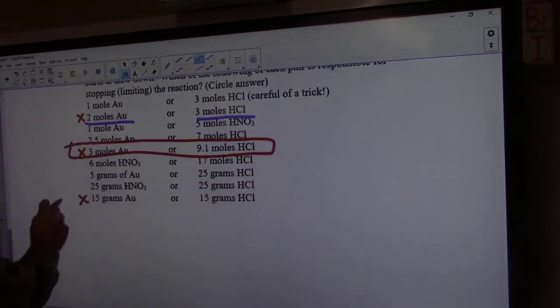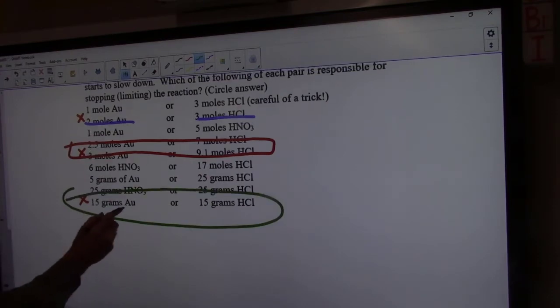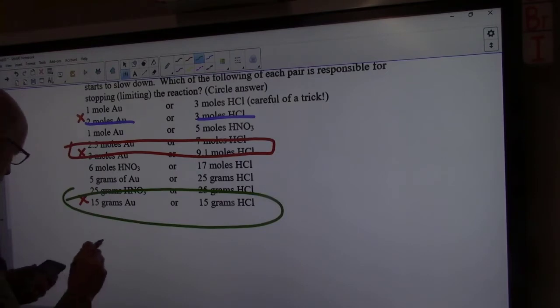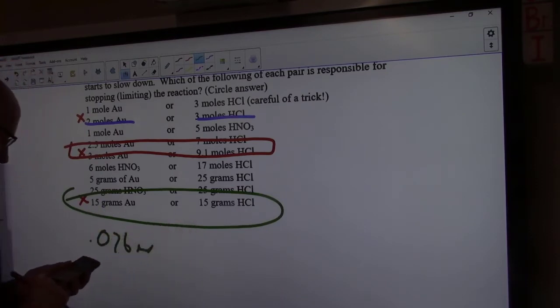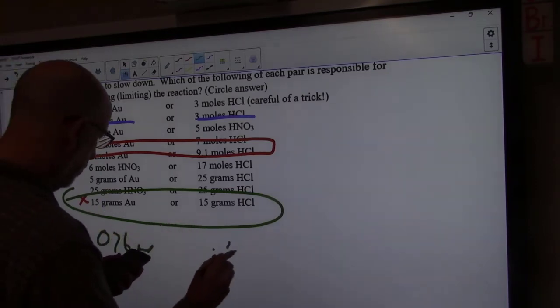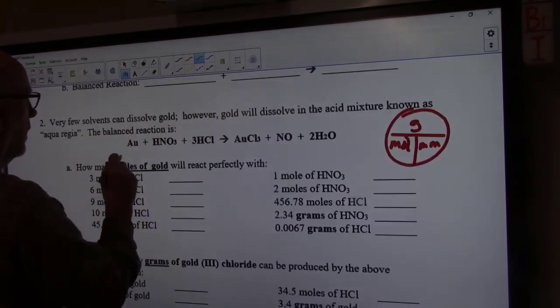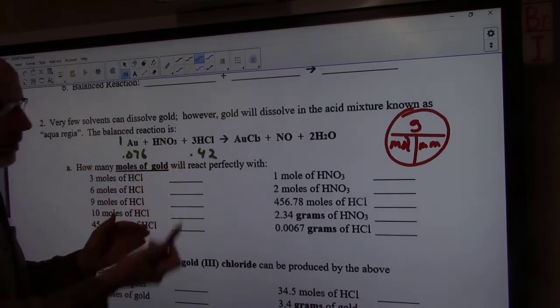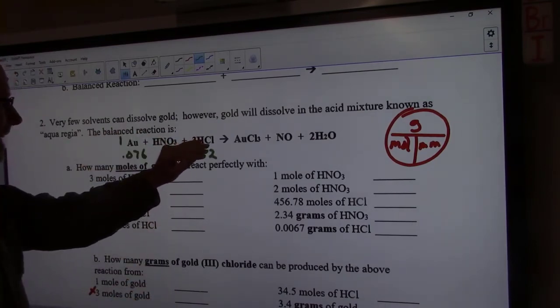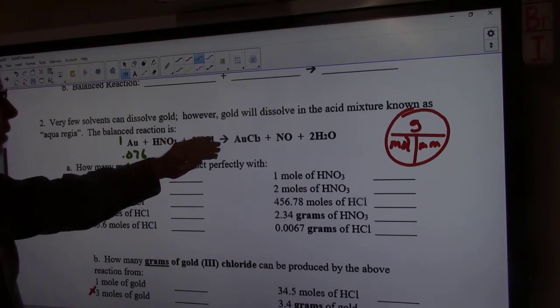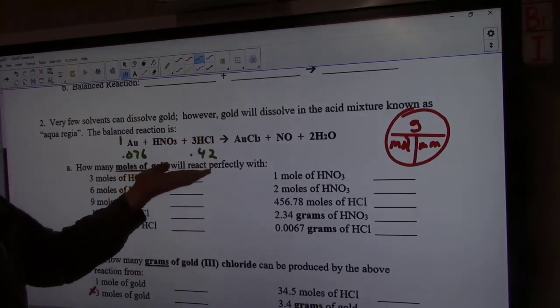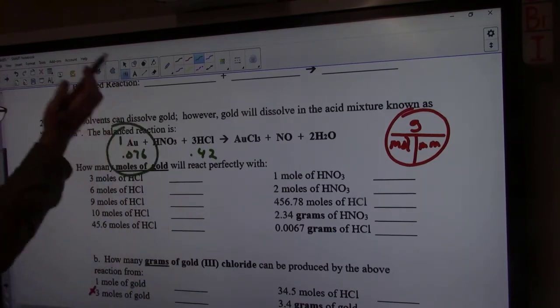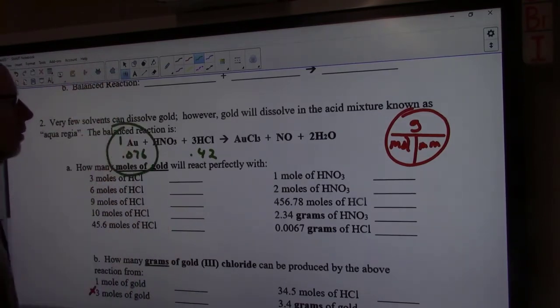All right, 15 grams gold, 15 grams of hydrochloric acid. Let's see, molar mass of Au is 197, moles equals grams divided by molar mass. 15 divided by 197, boom, we got 0.076 moles of gold. 15 divided by 36 is 0.42 moles of HCl. 1 is to 3 times as much as 0.076 is to, let's see, 4-ish, 0.24. I have way more. But I knew that before, really. I'm going to run out of the gold.